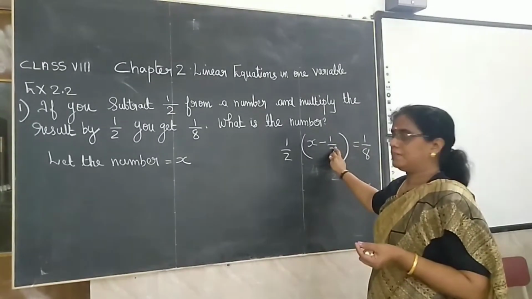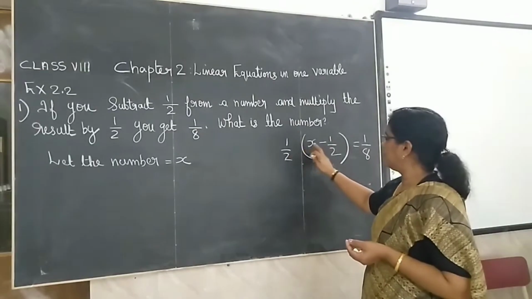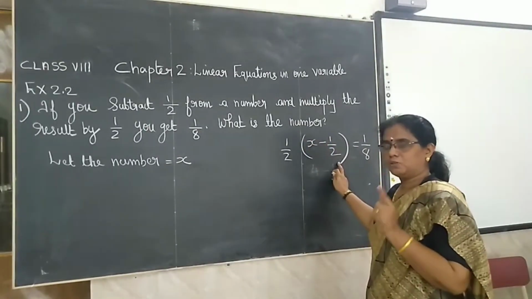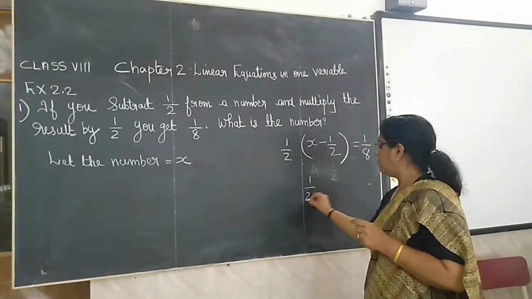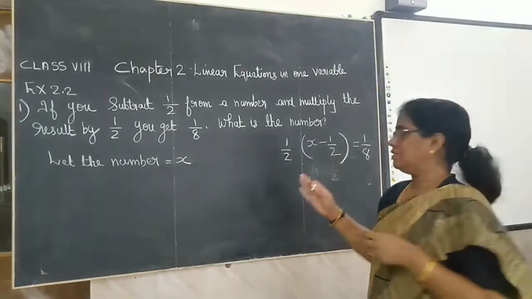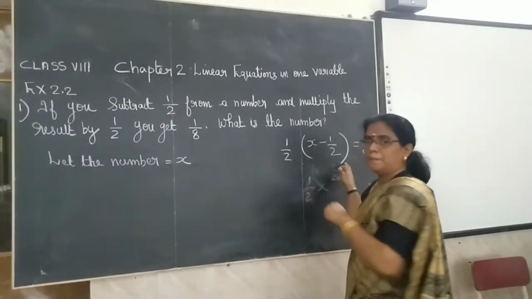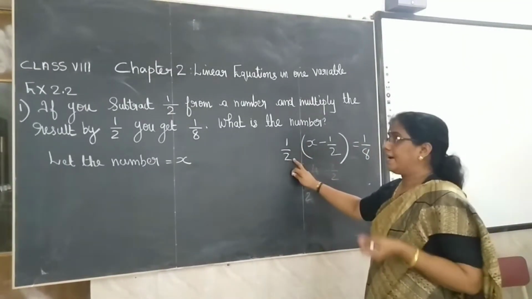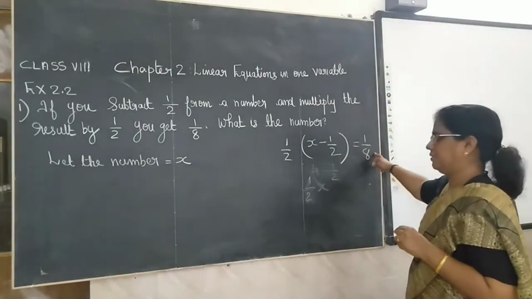Then multiply it with 1 by 2. Since there are two terms, we are putting that in a bracket. If there is only one term, we will do it like this. But here two terms are there, so this part we have to put in a bracket. Then multiply with 1 by 2. And the answer we are getting is 1 by 8.